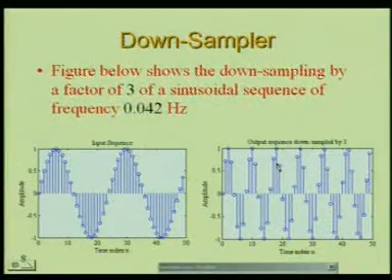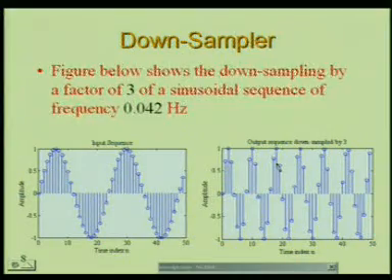So, between these 2 consecutive samples, 2 samples are already suppressed, thereby reducing the sampling frequency by a factor of M, where M is a positive integer quantity.